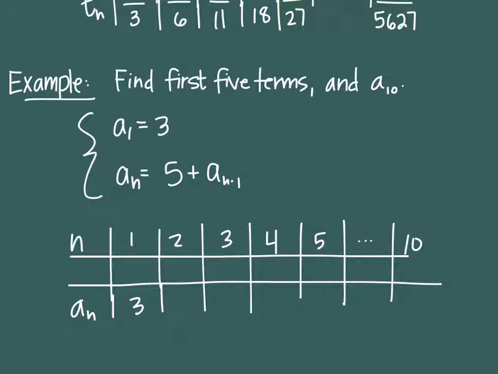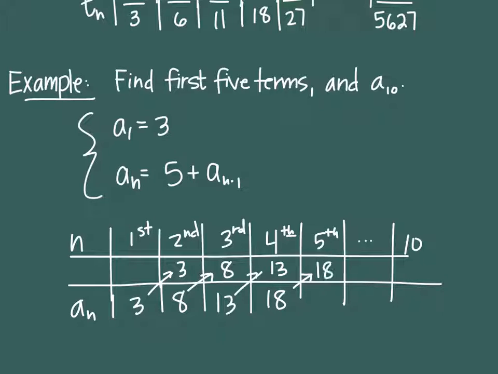That number 3, we're not plugging in 2 for the second term. We plug in the value of 3 to find the second term, which is 8. We don't plug in 3 to find the third term. We plug in 8 to find the third term, which is 13. So this is first, second, third, fourth, fifth. We don't plug in 4, we plug in 13, which is going to give me 18. We don't plug in 5, we plug in 18, which is going to give me 23.